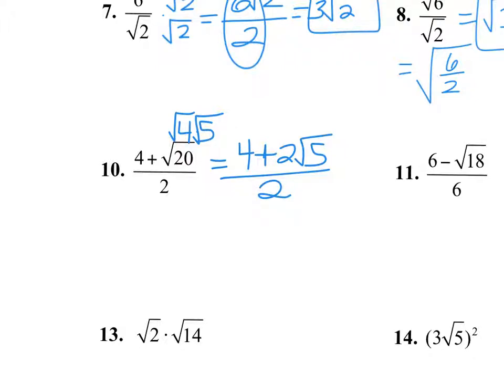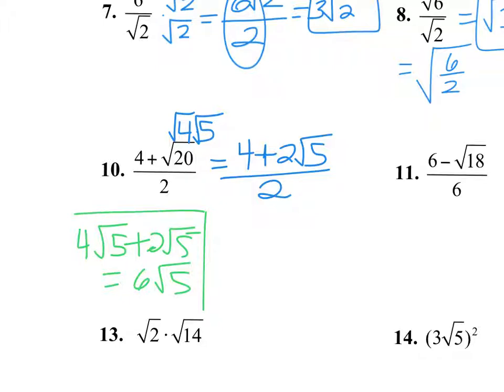Unfortunately, they're not like terms. You cannot add them. If this was 4 rad 5 plus 2 rad 5, then I could add that to 6 rad 5. But this is just a 4, so you can't add them together. So we're not going to do that.